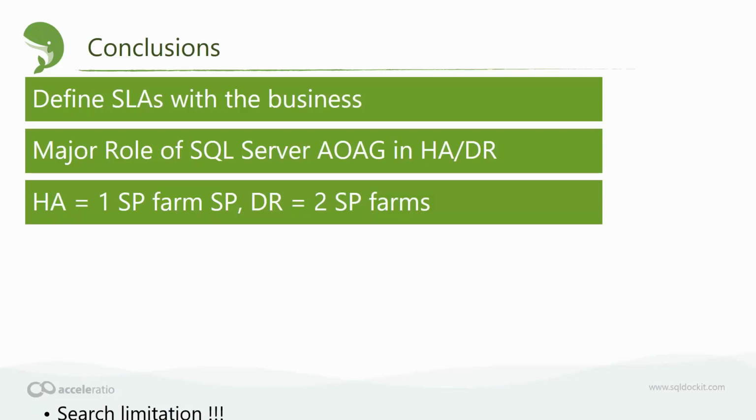So basically, HA is one SharePoint farm with several nodes, data nodes, and of course SharePoint nodes. DR, if you want hot standby, is two SharePoint farms. Don't overcomplicate things. Please keep it simple. I'm not saying that you always need two farms. I've never said that.